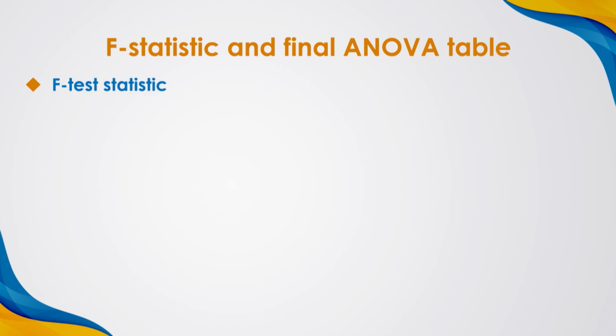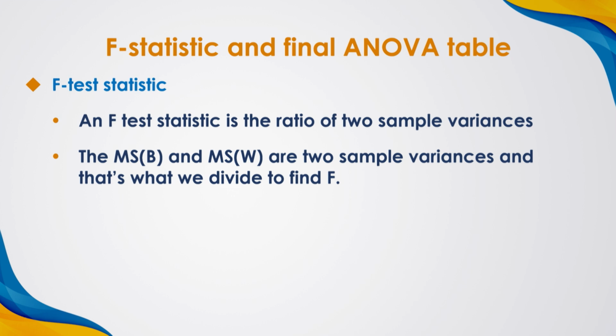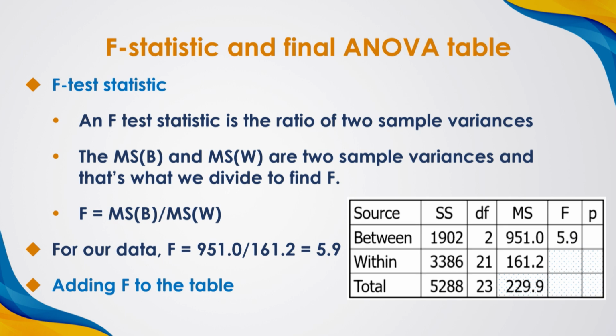Now, coming to the F statistic, it is a ratio between the mean sum of squares between and within. So, an F statistic is a ratio of 2 sample variances. MSB is the mean sum of squares due to between groups, and MSW is the mean sum of squares within the group. So, the F statistic is the ratio MSB by MSW. For our data, F will be 951.0 by 161.2, which is equal to 5.9. Finally, if you add the mean sum of squares and the F statistic, this is the table.